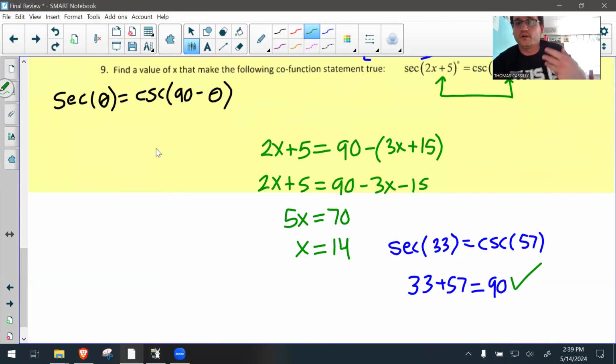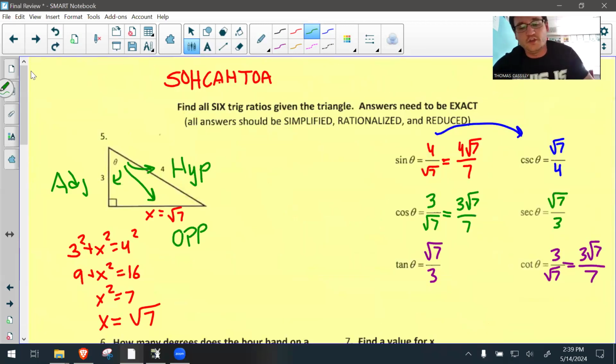That is your recap of co-functions. Look at that. Just like that, Unit 1 is finished. That is 1/7 of our course.